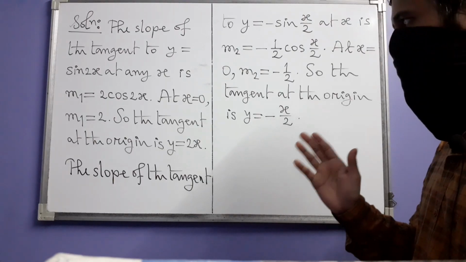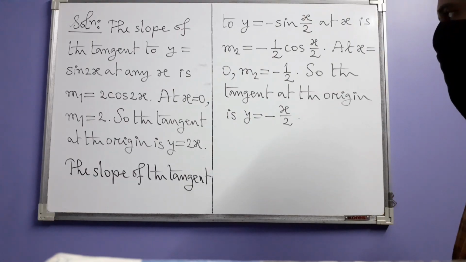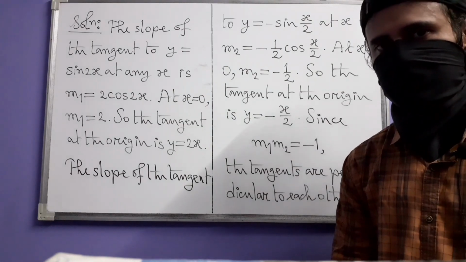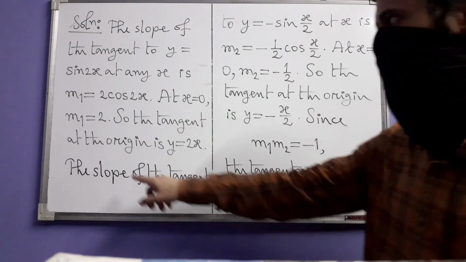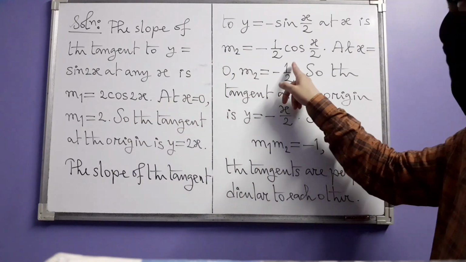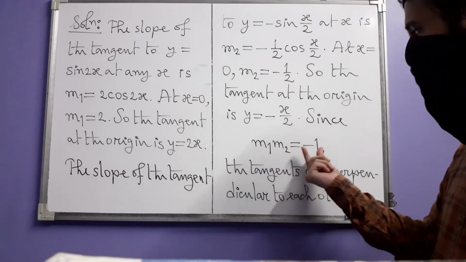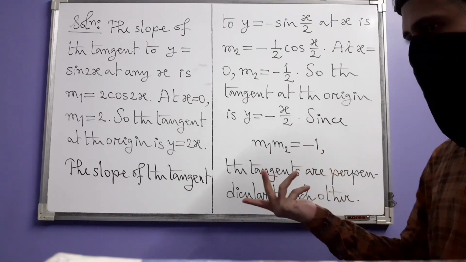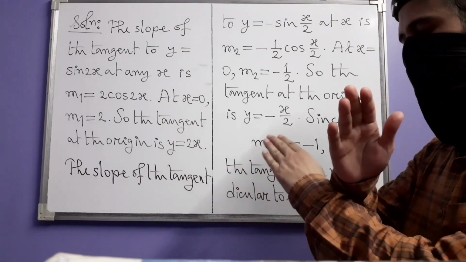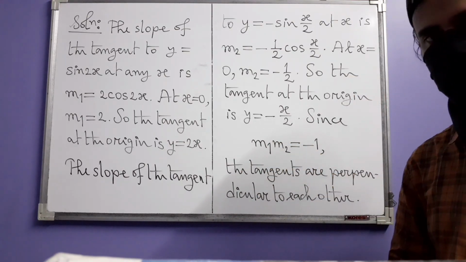Now next we have to say how these tangents are related to each other. To see how the tangents are related, you look at their slopes m1 and m2. m1 is 2 and m2 is minus 1 divided by 2. So if you multiply the two slopes, you are getting minus 1. But you already know that when that happens, the two lines are perpendicular to each other. That is why the tangents are perpendicular to each other.